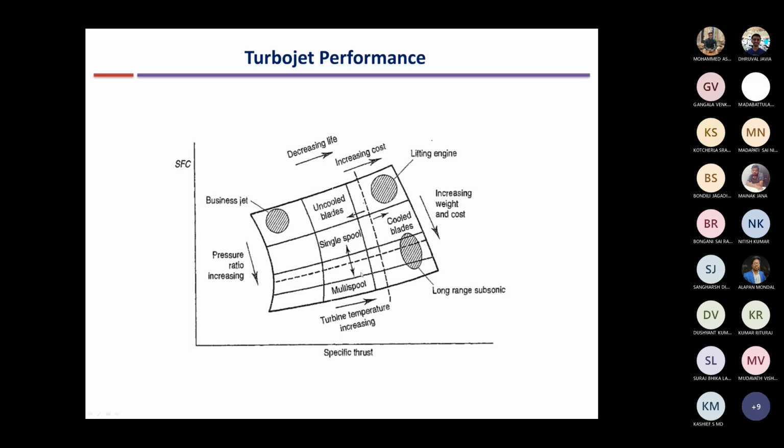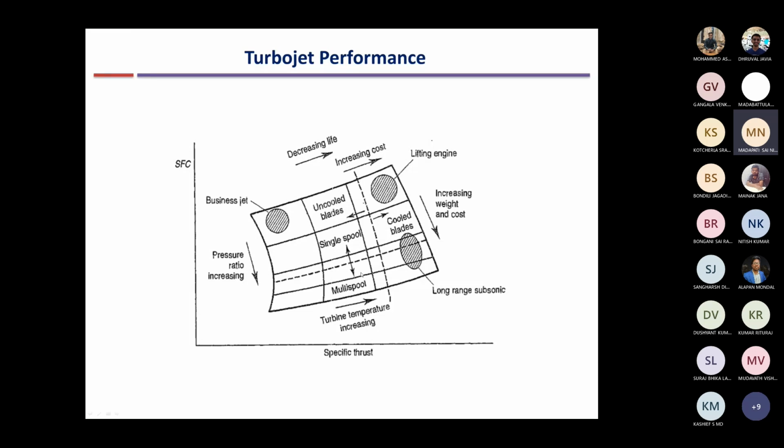With this we'll finish the class. For lower compressor pressure ratio, a single shaft is sufficient. For higher compressor pressure ratio, some of the compressor stages, the high pressure stages, are combined with the high pressure turbine stages, and low pressure stages are combined with the low pressure turbine stages. So, in case of such multi-spool, the blade velocity will not be very high.